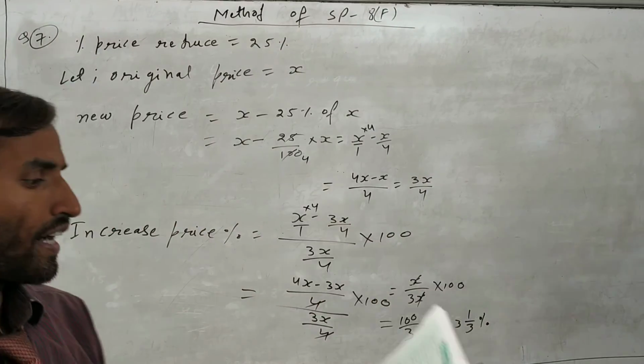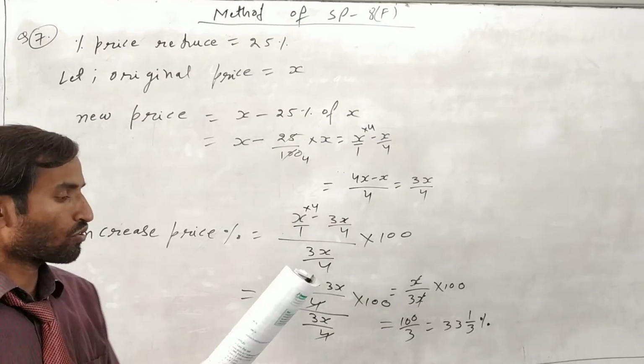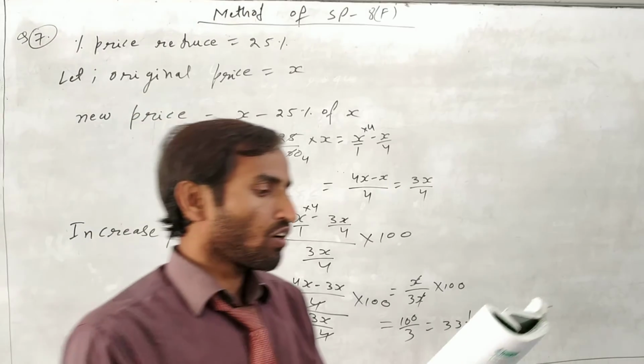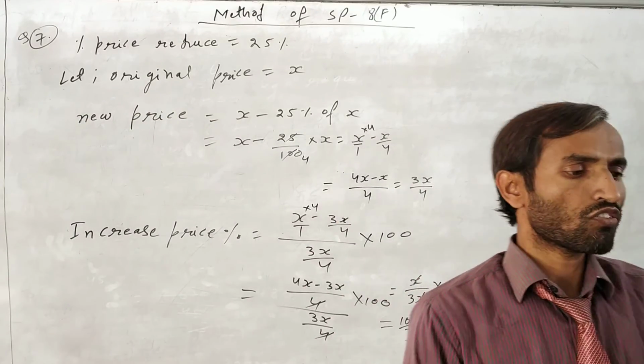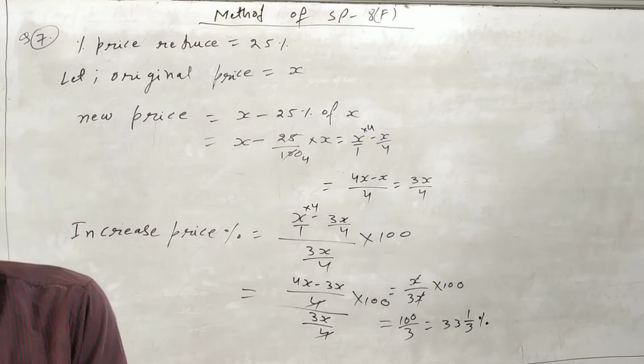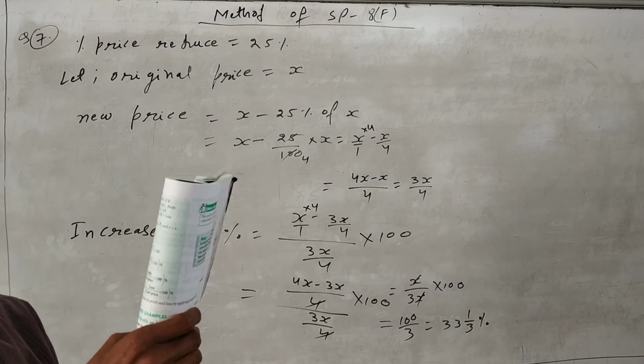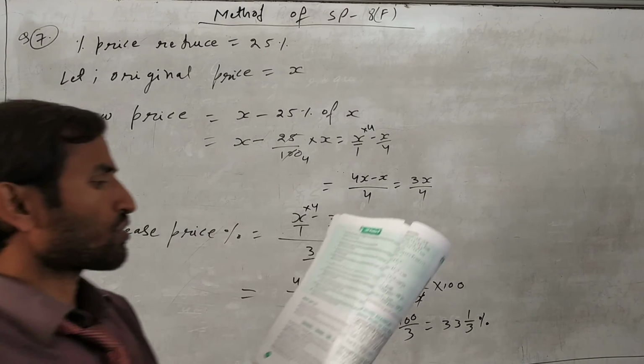Now question number 8, just try yourself. Now we will do question number 9. So all of you read question number 9. 1 liter of water is evaporated from a 6 liter solution containing 4% sugar. Find the percentage of sugar in the remaining solution.